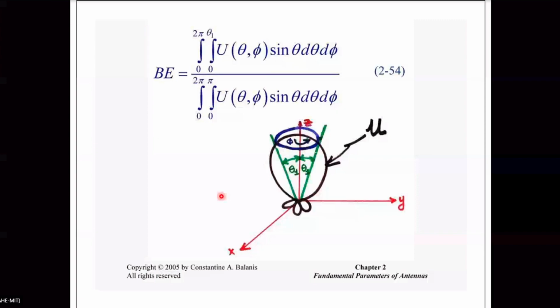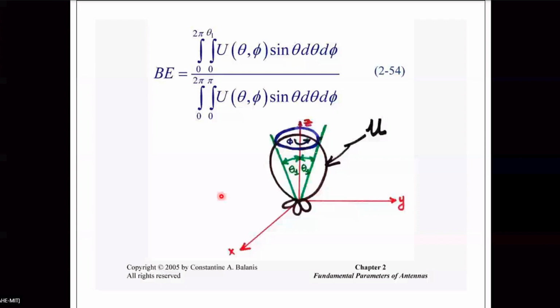So beam efficiency, how do we define that? Power transmitted or received within a cone angle theta 1 divided by power transmitted or received by the antenna. It can be used for transmitter as well as receiver. For the transmitting antenna, it is the transmitted power. For the receiving antenna, it is the received power.